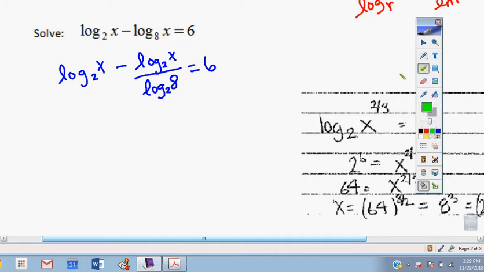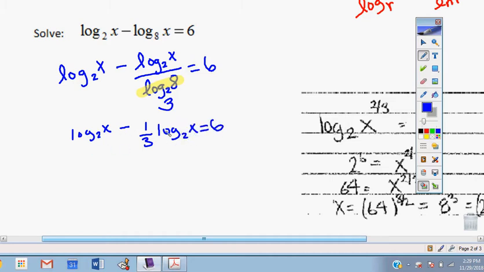Okay? Now why would I do that? Hopefully you're thinking ahead here. What is log base 2 of 8? I know that's really the number 3. So instead of thinking about that as log base 2 of 8, I can make it 3, and now I've got everything in the same logs. So essentially now I have log base 2 of x minus 1/3 log base 2 of x, and that equals 6.